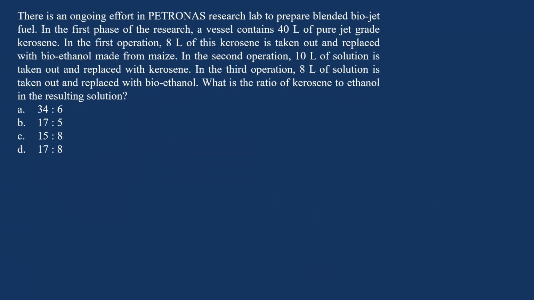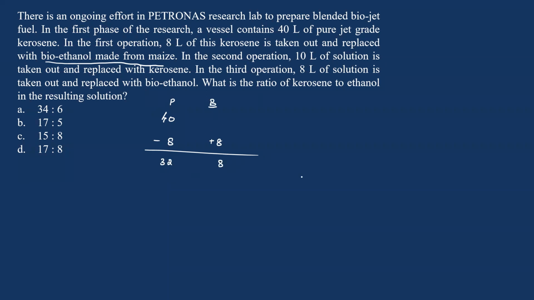There is an ongoing effort in Petronas research lab to prepare blended biojet fuel in the first phase of research. A vessel contains 40 liters of pure jet grade kerosene in the first operation. 8 liters of this kerosene is taken out and replaced with bioethanol made from maize. So I have bioethanol, I'm replacing with 8 liters. So at the end of first experiment, this is 32 and 8.